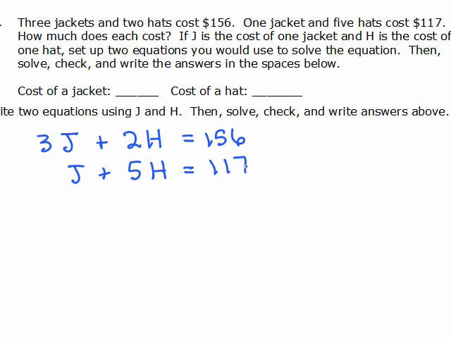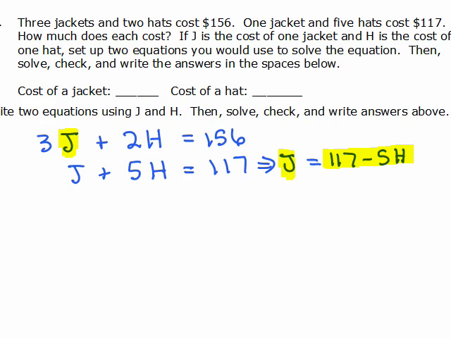Now you can solve it any way you want. You can use the substitution method or the addition method. I'm going to go ahead and use the substitution method by taking the second equation and solving for J. J is 117 minus 5H. Okay? And I'm going to plug $117 minus 5H in for that J.